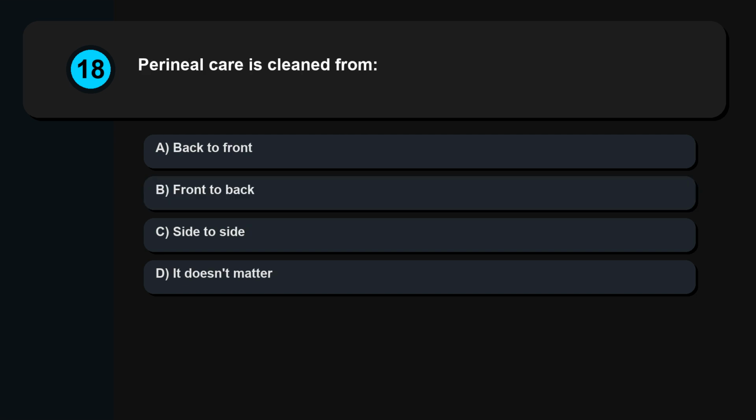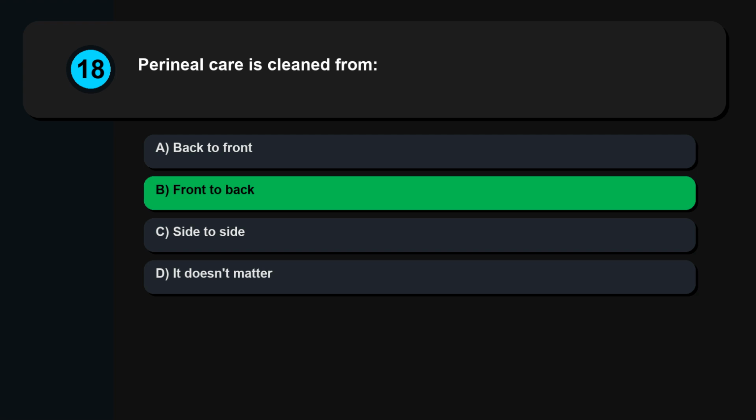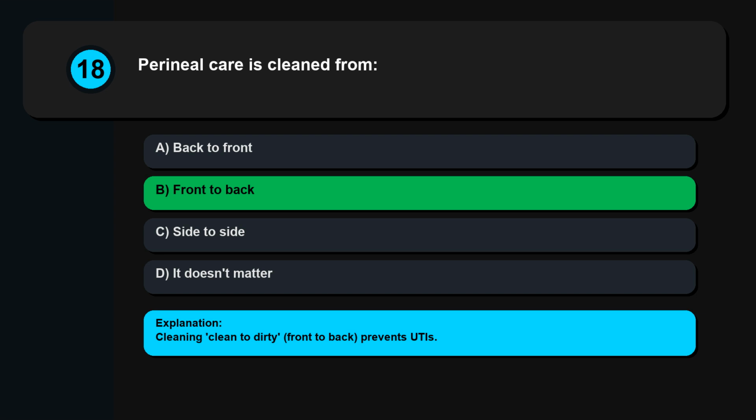Question 18. Perineal care is cleaned from back to front, front to back, side to side, or it doesn't matter. Cleaning from clean to dirty, front to back, prevents UTIs.